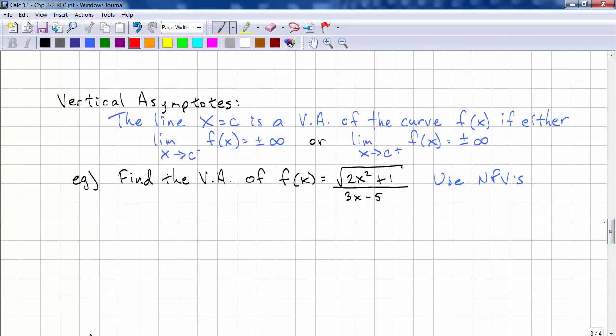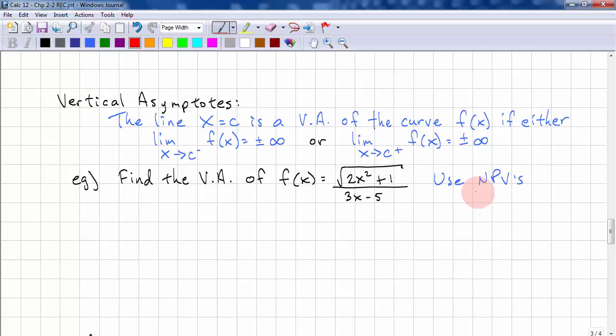Vertical asymptotes. The line x equals c is a vertical asymptote of the curve of f of x if either the limit as x approaches c from the left, and this minus sign is a superscript, of f of x equals plus or minus infinity, and similarly, if the limit as x approaches c from the right, that's a plus sign superscript, of f of x equals plus or minus infinity.